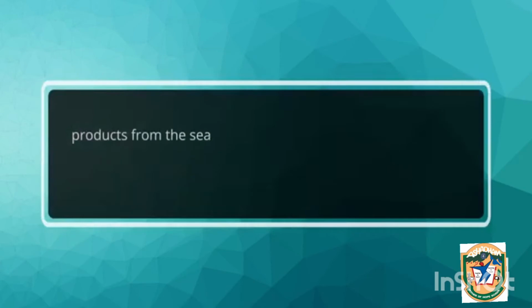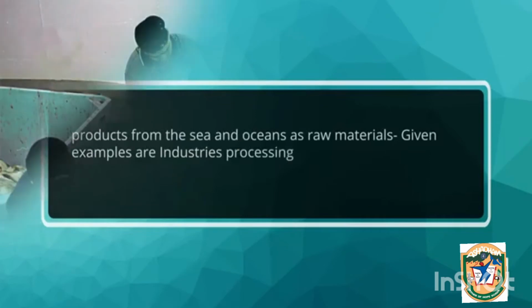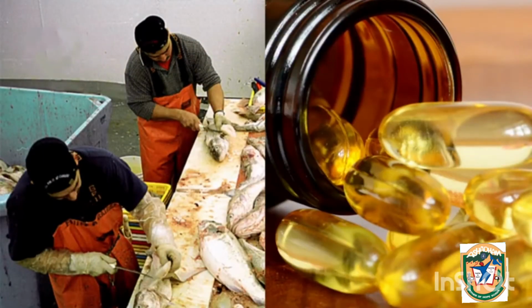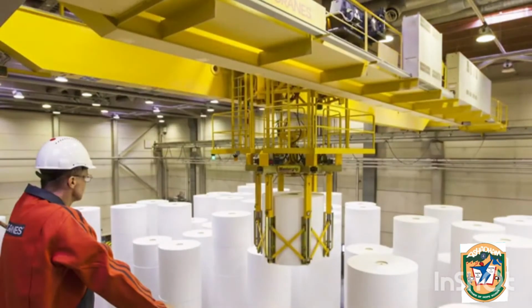The third one is marine based industry. They use products from ocean and sea in the form of raw materials. Few of the examples of such industries are those industries which process seafood or manufacture oil from fish. The next is forest based industry. They use product of forest in the form of raw materials. Pharmaceuticals, buildings, paper and pulp and furniture are some of the industry that we get from the forest.